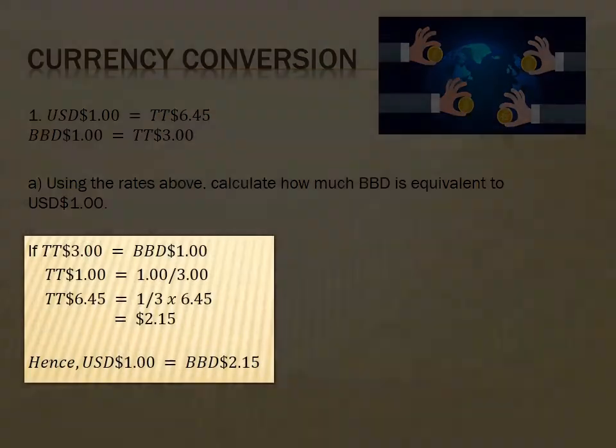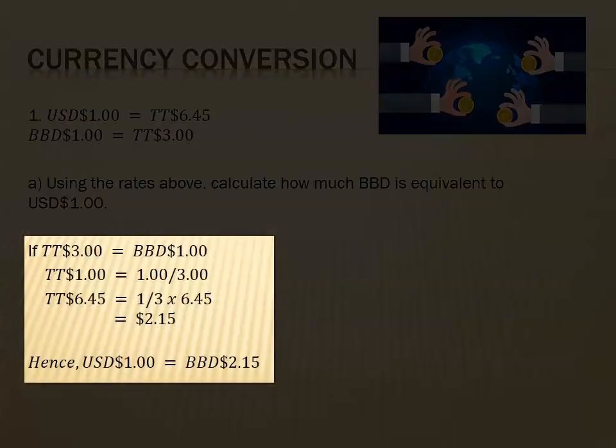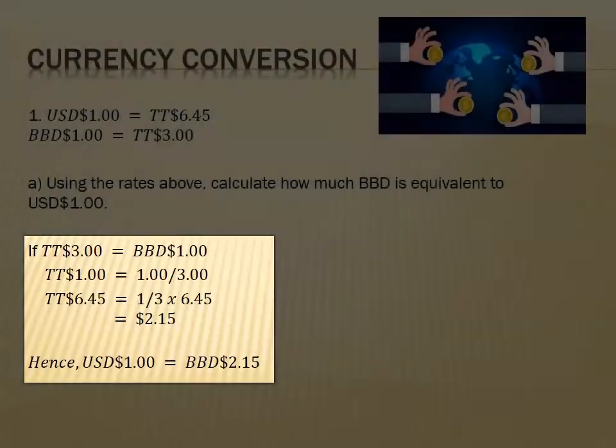If 3 TT dollars is equal to 1 Bayesian dollar, 1 TT would be 1 over 3. So $6.45 TT, which according to the rate is equivalent to 1 US dollar, is equal to 1/3 multiplied by $6.45, which would give us $2.15. Hence, 1 US dollar is equal to $2.15 Bayesian money.